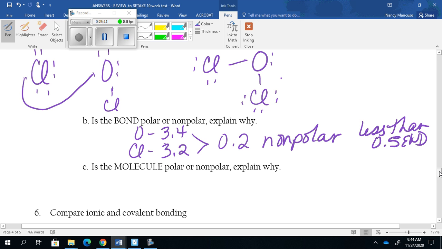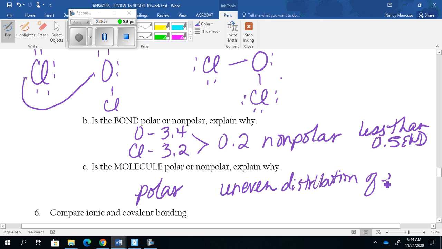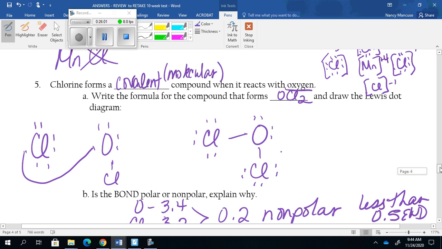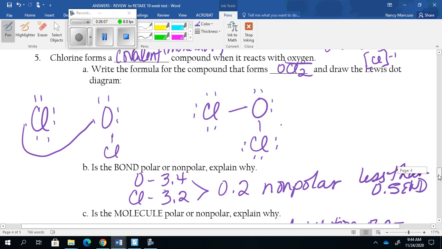And then is the molecule polar or non-polar? So this is a polar molecule because it has an uneven distribution of electrons. The molecule is bent. It is showing that the oxygen has these unshared pairs of electrons over here, so it is asymmetrical.